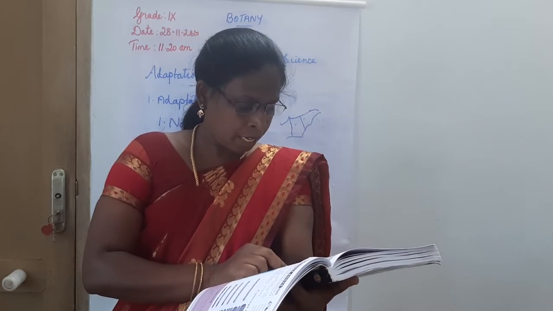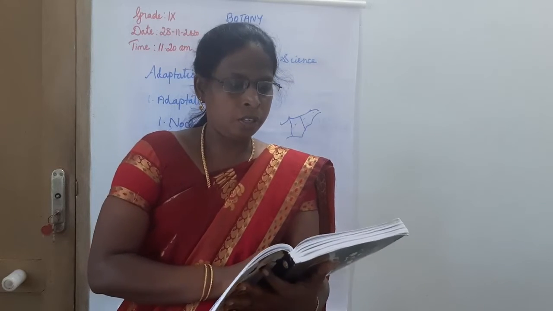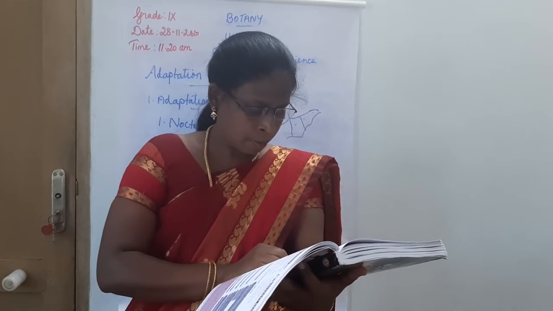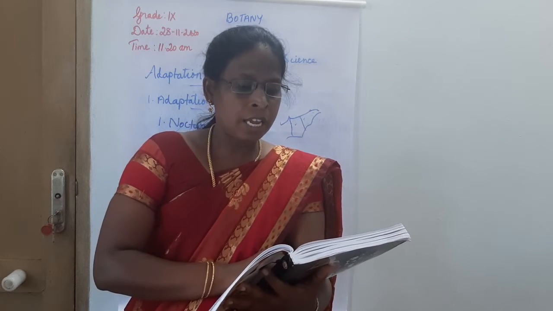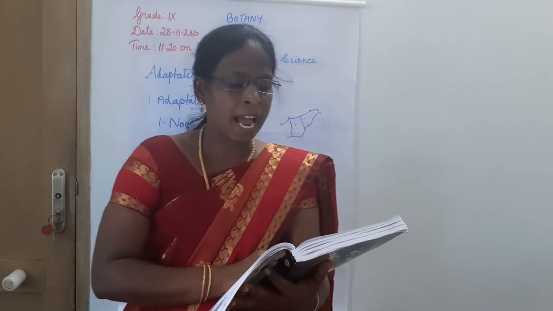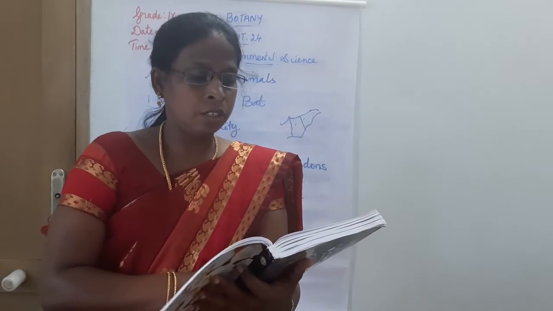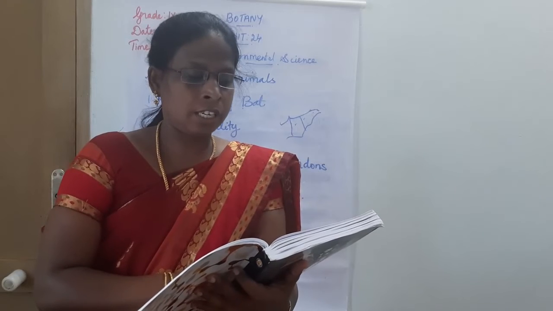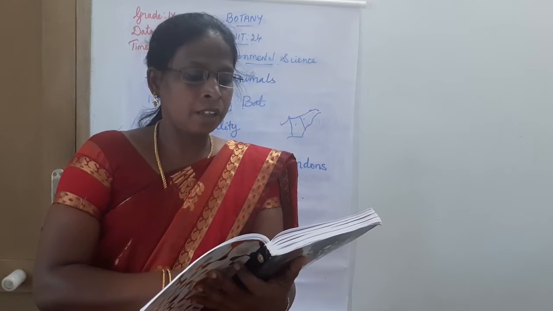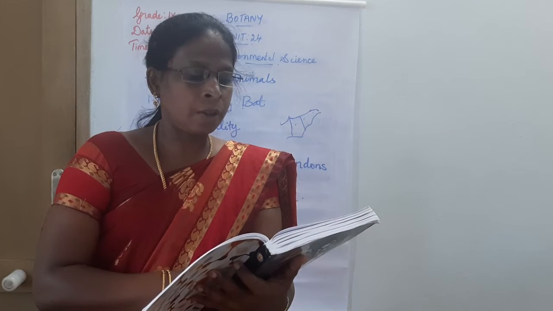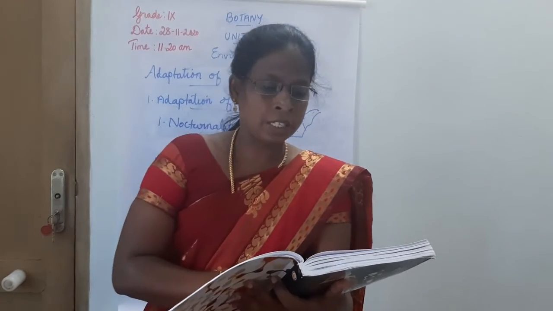Third one. Bats are the only mammals that can fly. True. Fourth one. Earthworms use the remarkable high frequency system called echolocation. False. The statement is false. You can correct the statement. In the place of earthworm you can write bats, B-A-T-S.